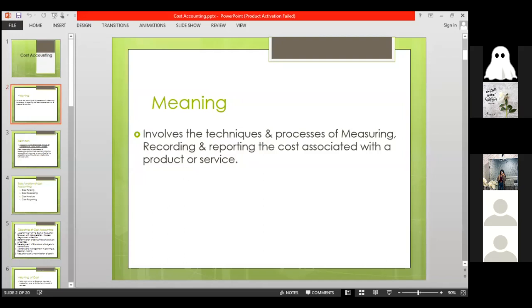So what does cost accounting do? The definition here is that it involves the techniques and process of measuring, recording, and reporting the cost associated with a product or service. Any cost that is associated with a product has to be measured and recorded and then compared to the final sales price of your product, in order to determine what amount of profit your business is making.